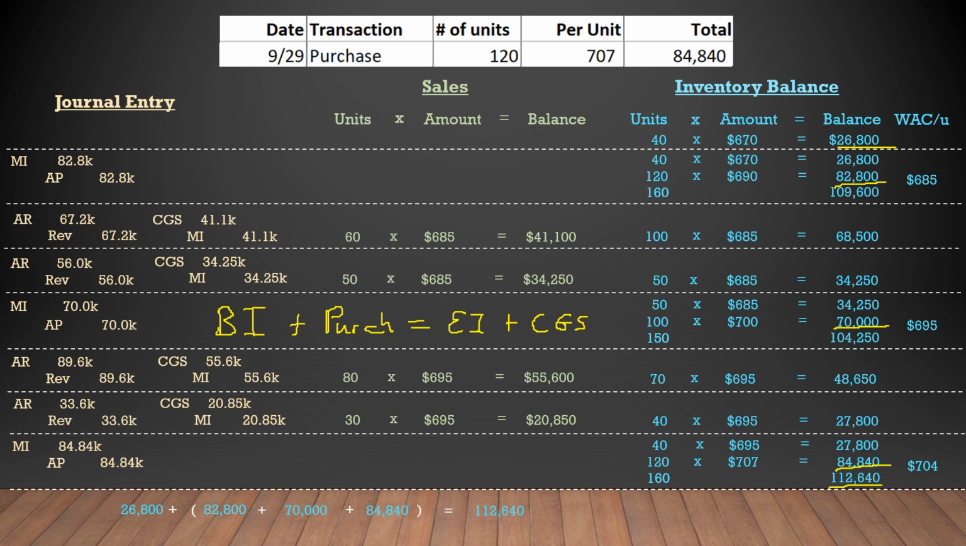Our cost of goods sold amounts consist of $41,100 plus $34,250 plus $55,600 plus $20,850. Work these additions out, and we have $264,440 equal to $264,440. So we can be reasonably confident that our numbers are correct.